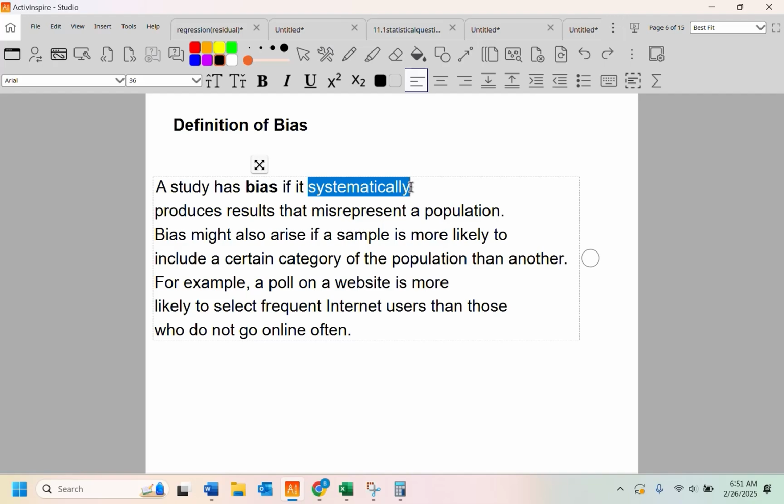Bias might also arise if a sample is more likely to include a certain category of the population than another. For example, a poll on a website is only going to select people who go on the internet. It's not going to get old people like my parents. They're in their 80s. They're not playing around on the internet. So anything that's internet only doesn't include them.